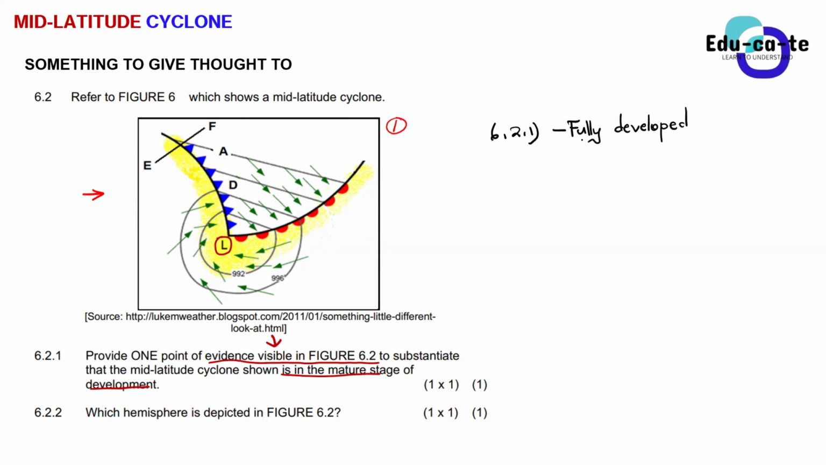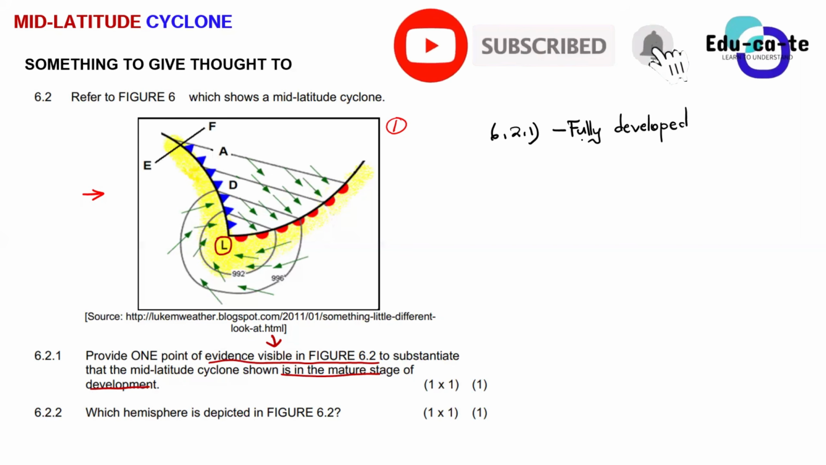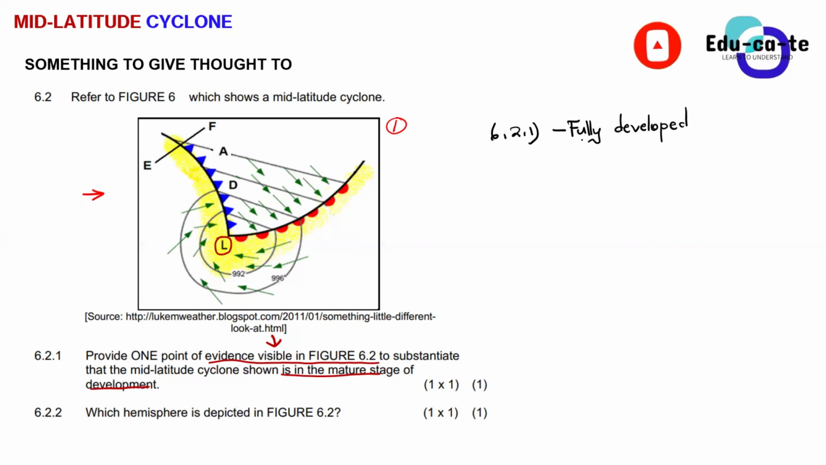Okay. Can I say something? Yes. For me, the reason why I said it doesn't have an overlapping polar front is that in an occlusion stage, the cold sector is larger than the warm sector, and also in the mature stage, the cold sector is larger than the warm sector, so it's the same thing.